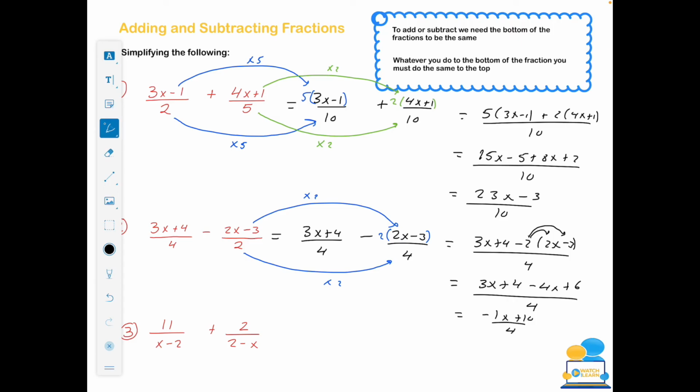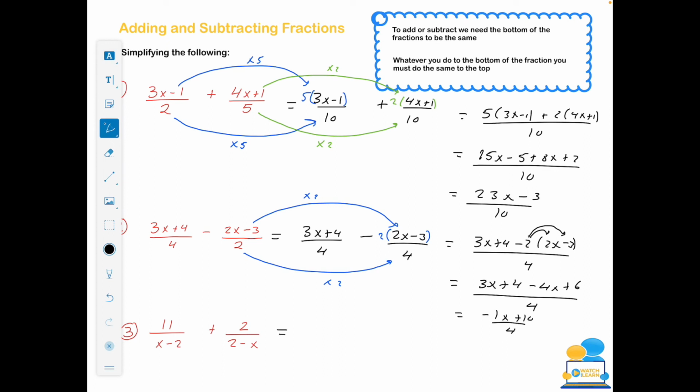Okay, so you can see exactly the same thing there, just be a little bit more careful of the minus sign. Now, slightly different here. So we saw in number 1 and 2, we had numbers on the bottom, so we could figure out what the common denominator is. If there's algebra on the bottom, we can't actually figure out a number that will work for both. So all we do is we multiply them together.